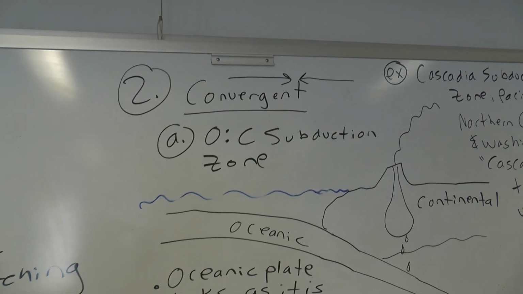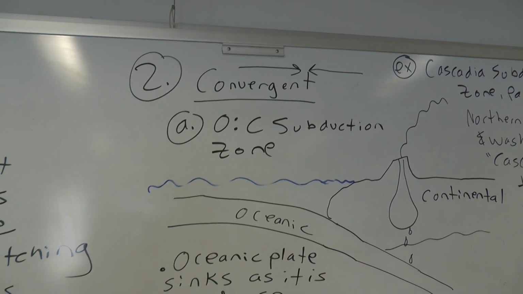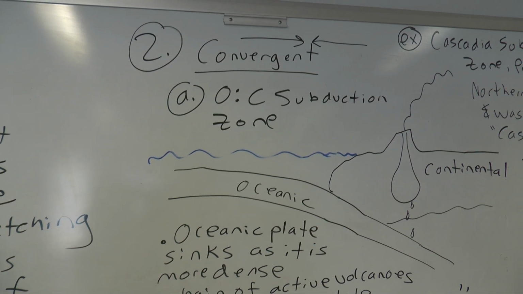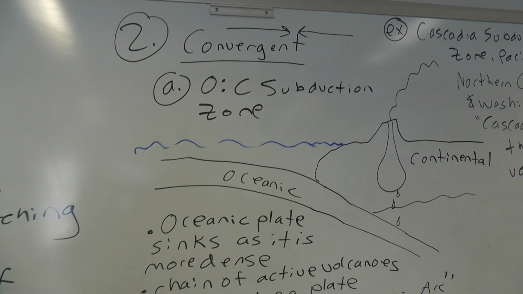Moving now over to convergent boundaries. So this is number two on our three major types of plate boundaries. And we have three types of convergent boundaries, A, B, and C. So we'll do A first, which is ocean to continental subduction zone. We can call it OC for short.